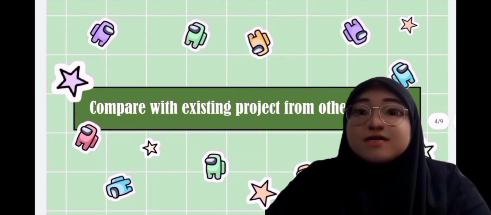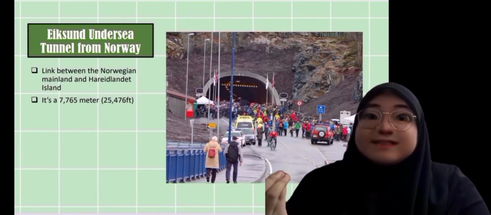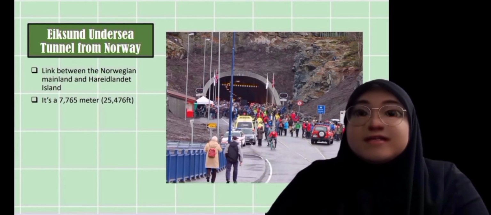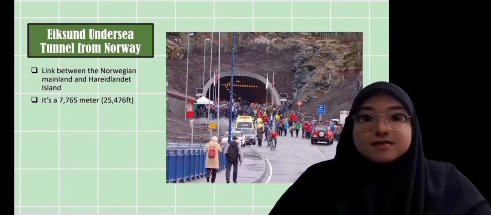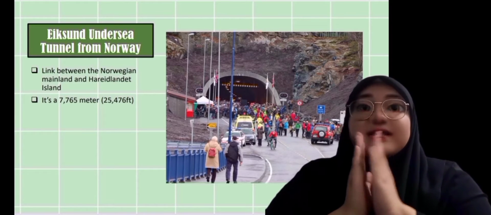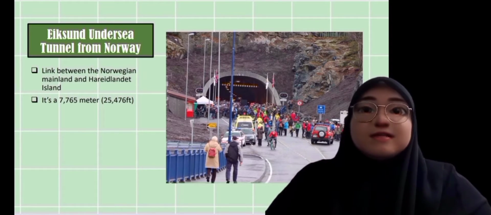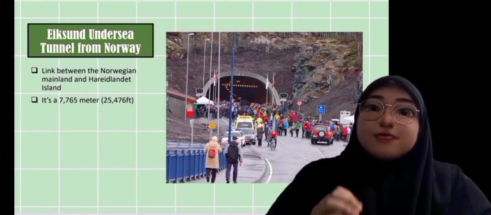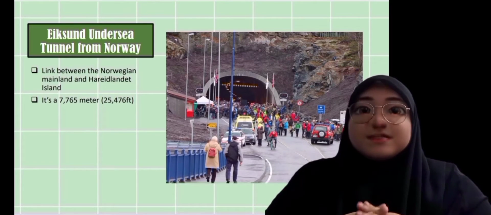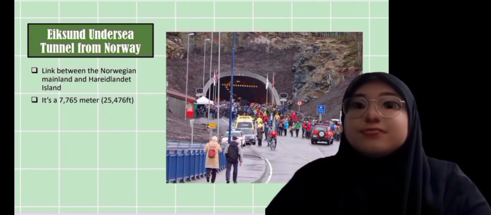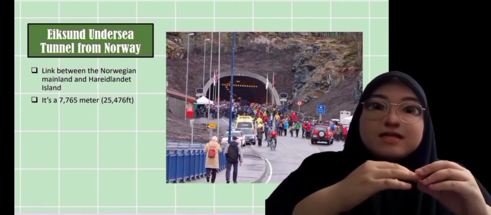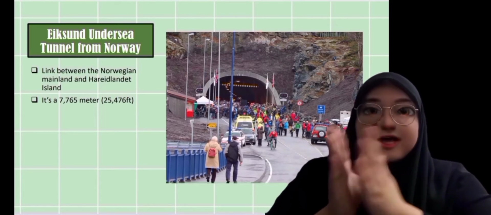Next, I will talk about comparing our project with existing projects from other countries. Number 1, the Eiksund Undersea Tunnel from Norway. The Eiksund Undersea Tunnel is one of the Eiksund Sambadet projects, which is a fixed link between the Norwegian mainland and Herdalentet Island, which is located off the coast of Møre og Romsdal. This tunnel has reduced the traffic between the mainland and the island.